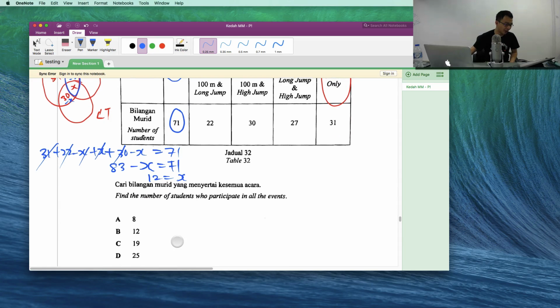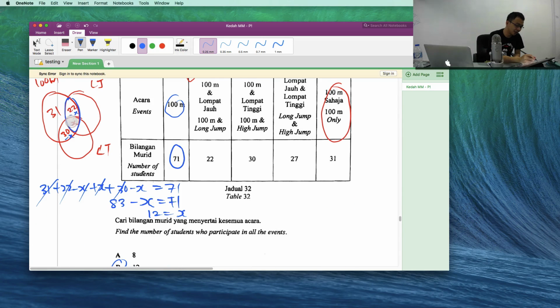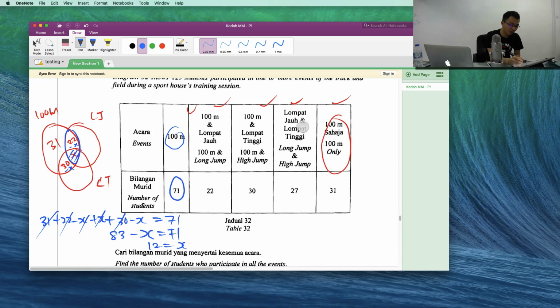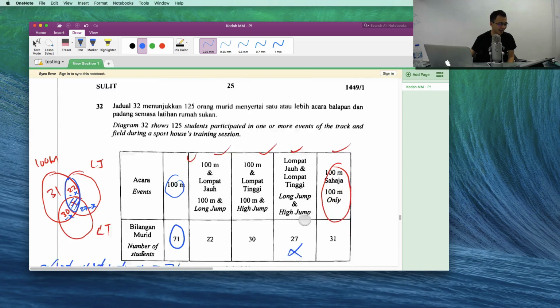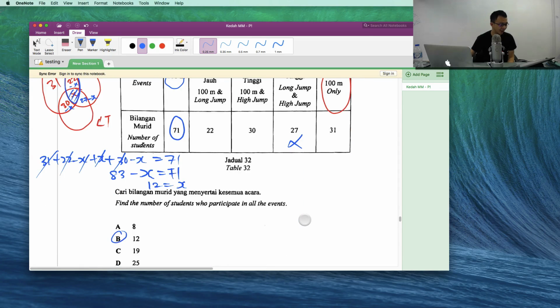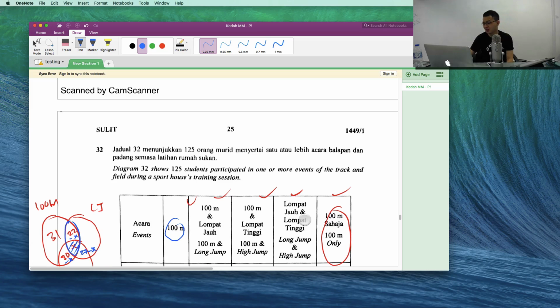Because they want the people who actually participate in all, right? Participate in all means actually the middle. Of course, you can still fill in a lot of other information, like lompat jauh dan lompat tinggi is 27, which means that part is 27 minus x. But I guess you don't need to use this information. I read it so many times because I didn't realize this was actually a set question. But after that I found out it's a set question. Why do we have to minus x?